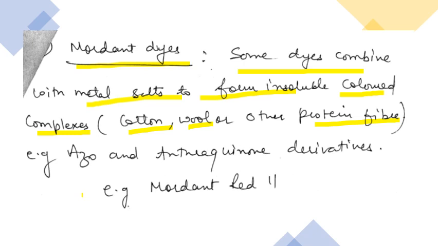So the examples of these dyes are anthraquinone derivatives, such as modern red 11. Even the azo dyes, when they react with metal salts, form insoluble colored complexes. So the azo dyes form modern dyes, and anthraquinone derivatives also act as dyes. The example of this category is modern red 11. It is one of the important examples of the modern dyes.